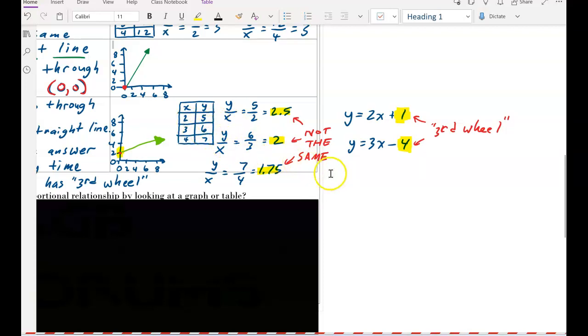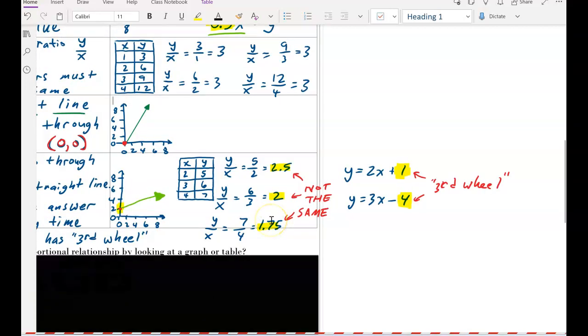And then when you look at an equation, if you see something being added or subtracted, that's that third wheel we're talking about. It can't be there. If something is being added or subtracted, you do not have a proportional relationship. It has to be just y equals 2x or y equals 3x. All you can have is the constant of proportionality multiplied by your x value. That's all you can have for those.